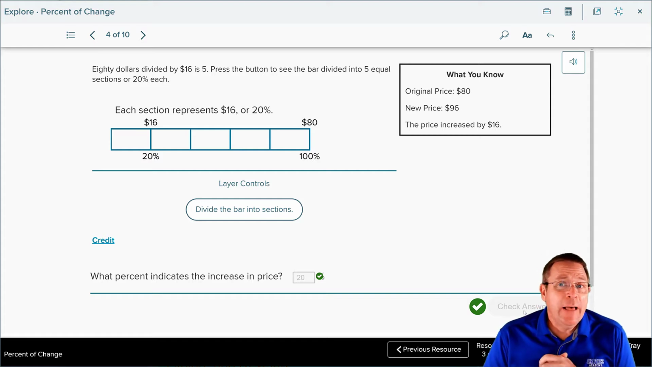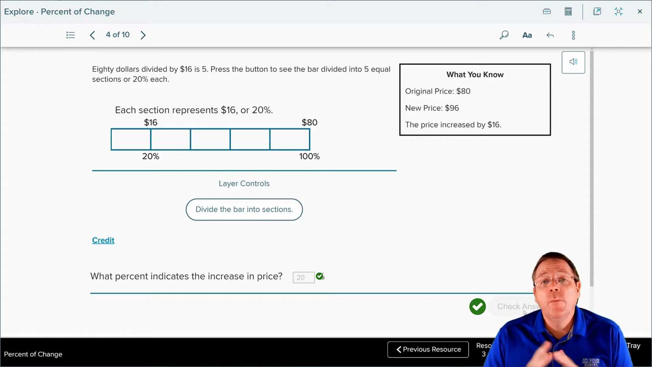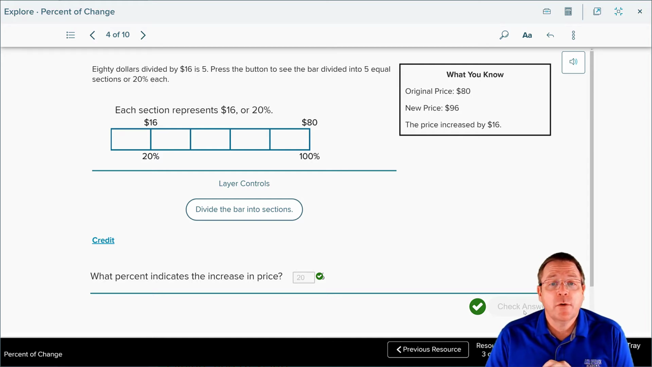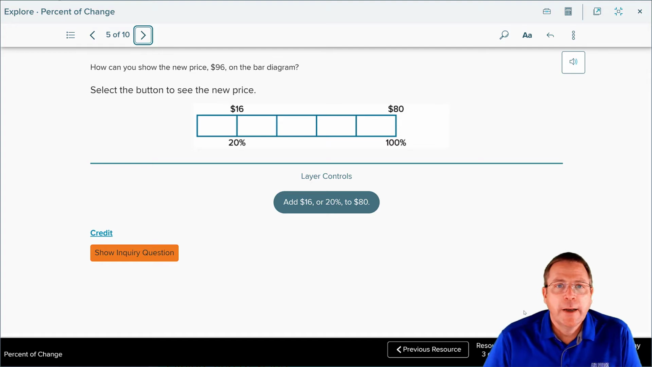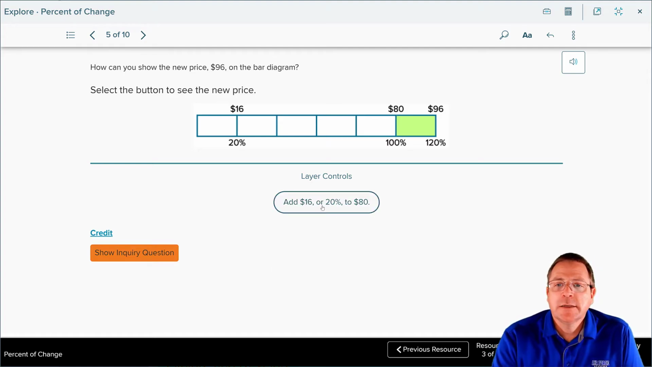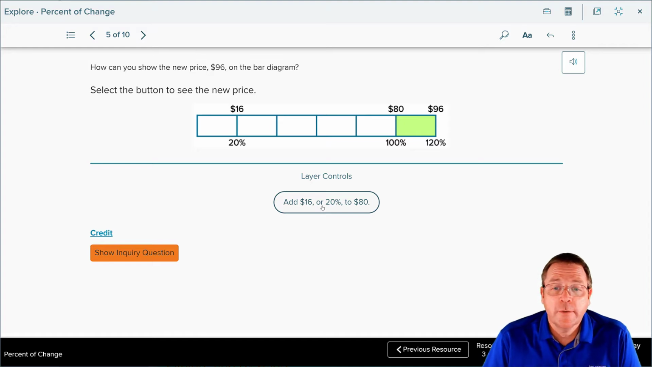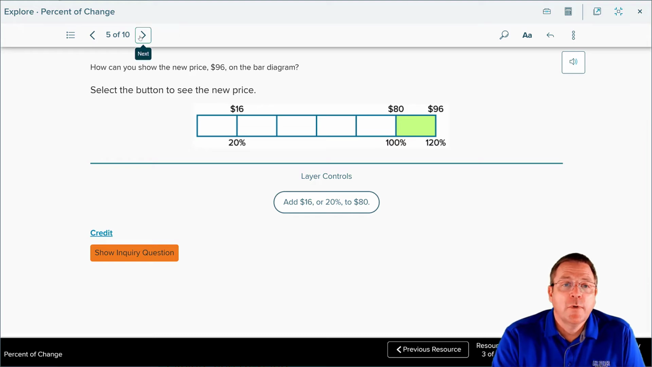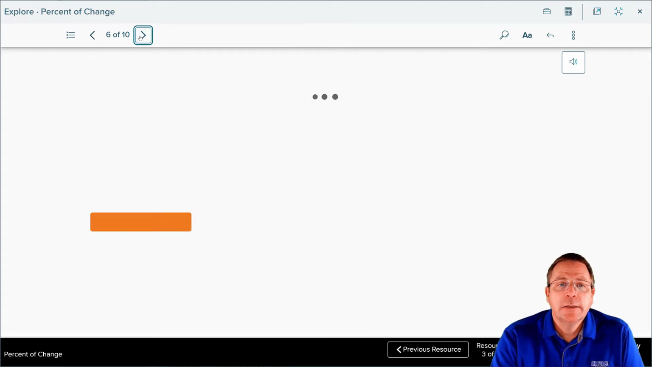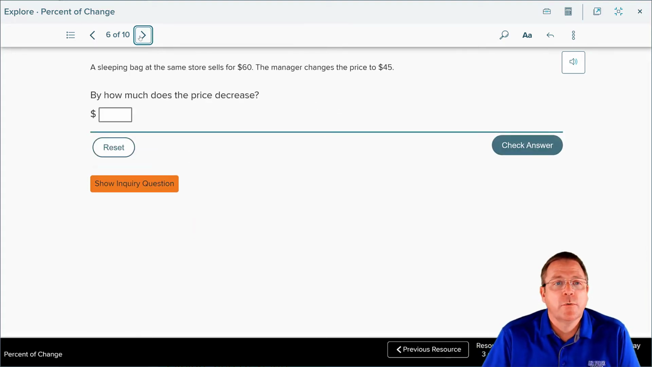Now, a bar graph is not the best, most friendly way of doing this, and I'm hoping our textbook is going to show us something else very soon, but we shall see. Now, we're going to learn how to use the same bar diagram to show the new price of 96. So we're going to take and add $16, also known as 20%, to the bar diagram where we'd had $80, now we get $96. And what's our percentage? It's 120%. So the new price is 120% of the original price, and it is a 20% increase off the original price.